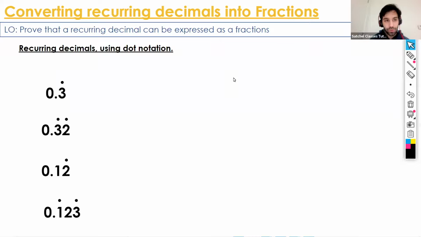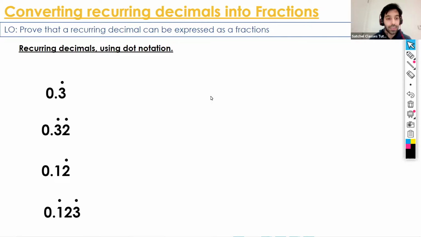Here, and today we're going to learn how to prove that a recurring decimal can be expressed as a fraction. Now, let's start by doing a recap on dot notation. So 0.3 with a dot on the top of the 3. What does that dot mean? Well, the dot means that this number 3 is going to be recurring.